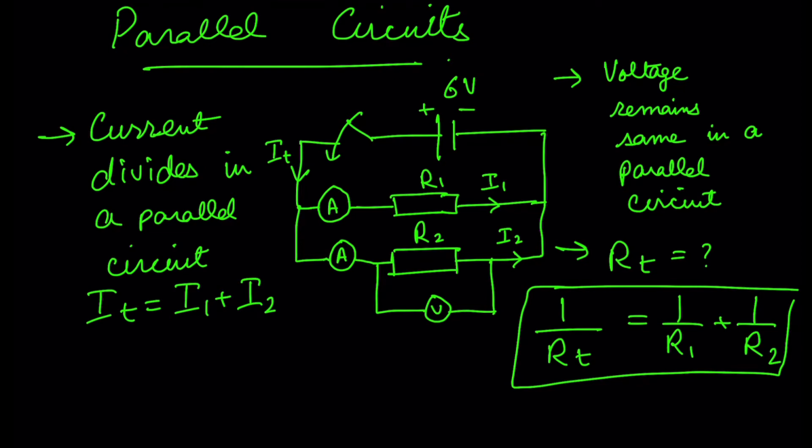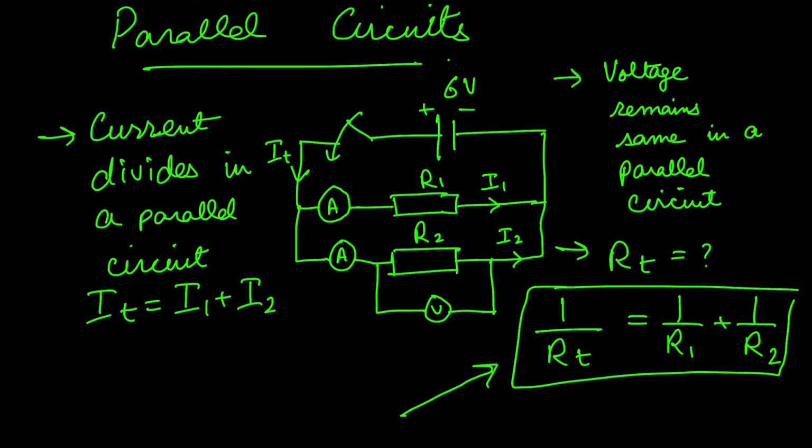Okay, so these are some of the characteristics of the parallel circuits that you have to remember. I repeat, current divides in the parallel circuit, or you can say the current splits in the parallel circuit. The voltage or the potential difference remains the same in the parallel circuit, and by using this formula you can find out the total resistance in a parallel circuit.